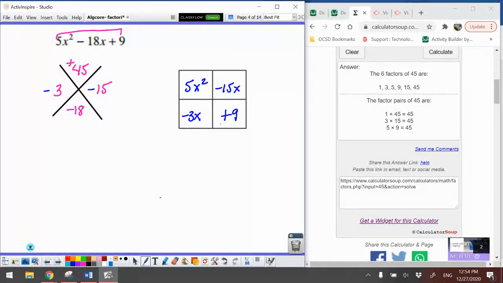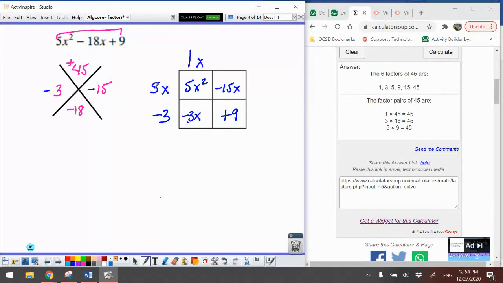So what number can I take out of a negative 3 and a positive 9? Yeah, I can take out the negative 3. So that's going to come out on the side. What about 5x squared and negative 15x? Yep, I can take out a 5 and I can take out an x. What about 5 and negative 3? They're both prime, so that's a 1. And an x squared and an x, out has to come an x.